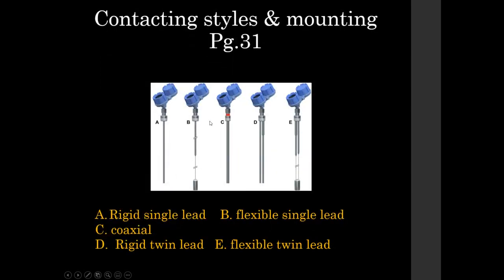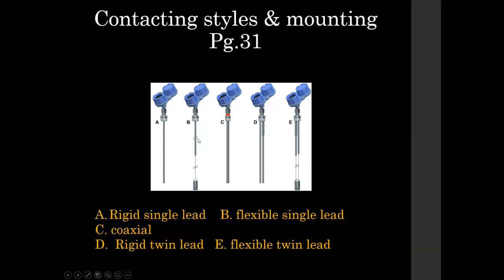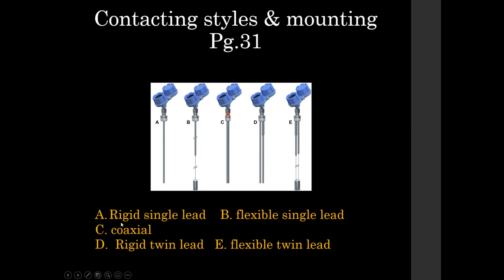Now we'll look at contacting styles and mounting, and you'll see again many different styles for these guided radar transmitters. We now call them guided or contacting styles, and they'll use some type of rigid metal probe or a flexible cable of some kind. We mentioned five different ones here: rigid single lead, flexible single lead, coaxial, rigid twin lead, and flexible twin lead. So a multitude of different applications.